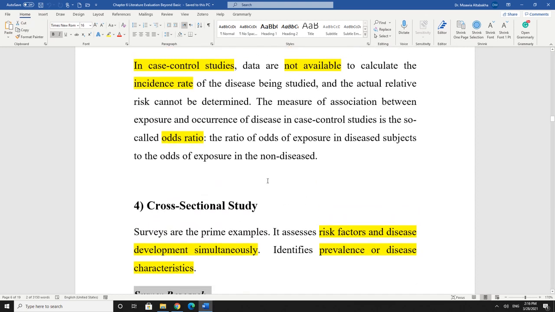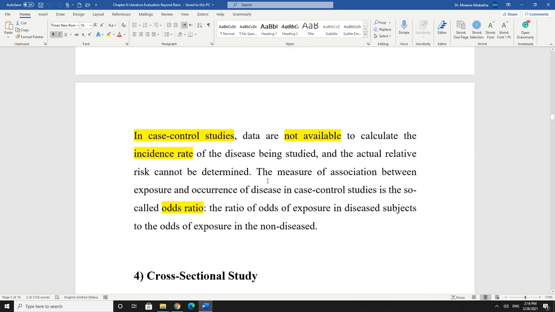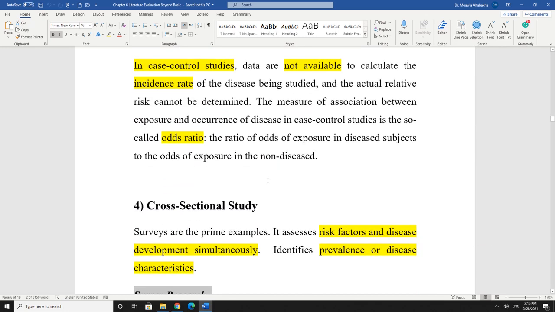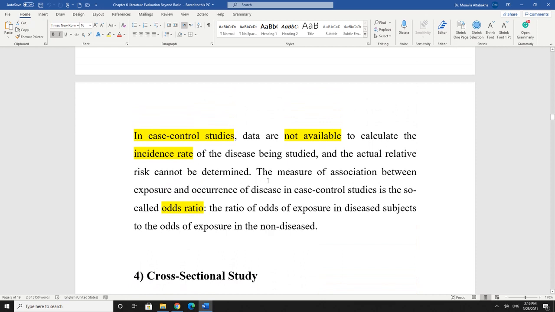Okay, let me go back a little bit to cohort and case-control study. Of course, the objective of them is to measure association, not to establish cause and effect. Pay attention, this is very important. Okay.